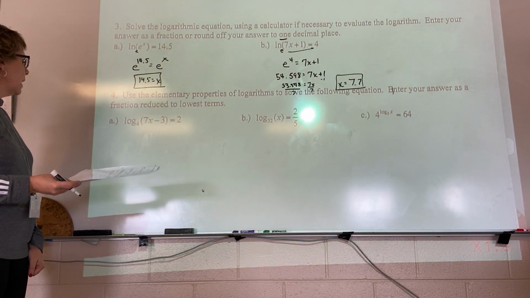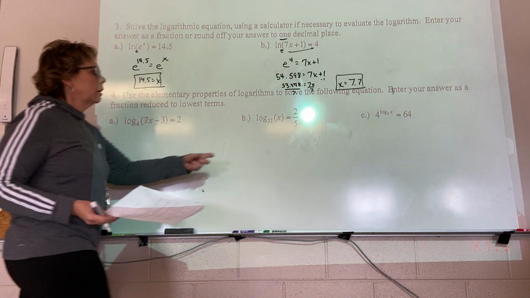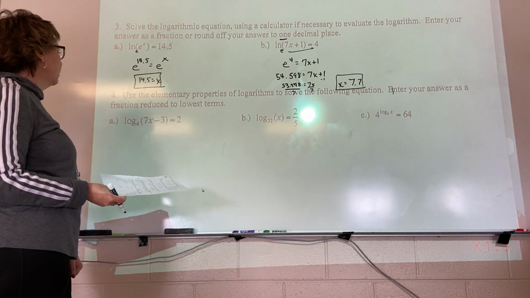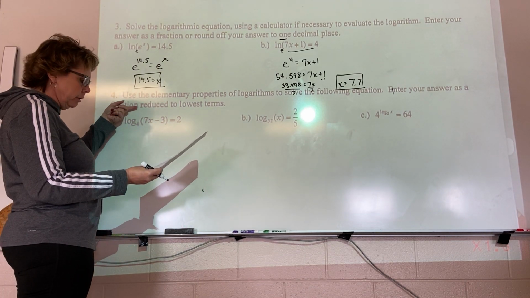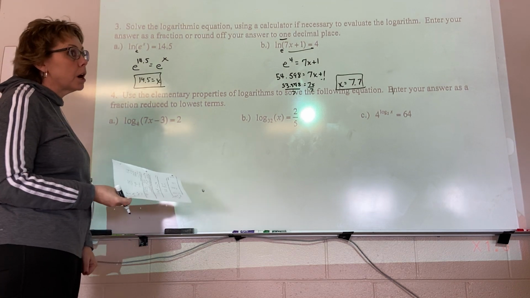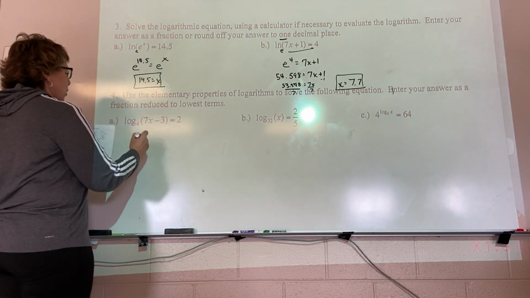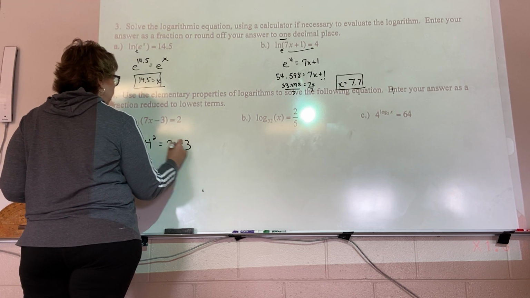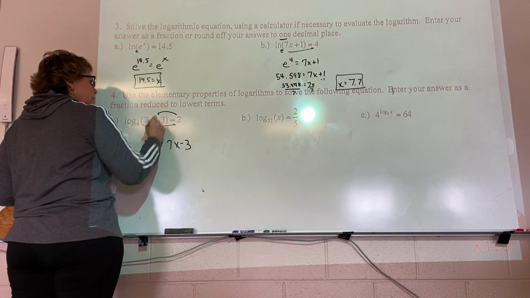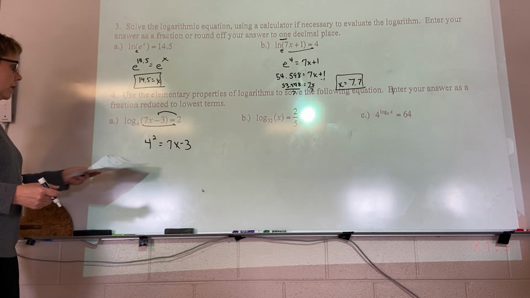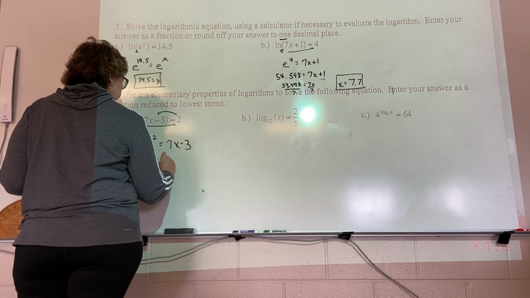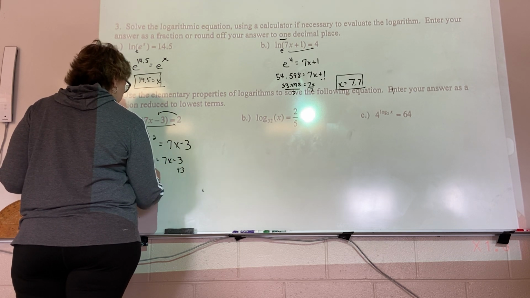All right. And the last part, you are using the properties to solve. So it wants it as a fraction if you have it in lowest terms, not as a decimal. So just rewrite. 4 to the 2nd equals 7x minus 3. How am I doing that? Just counterclockwise. Then just simplify. 4 to the 2nd, 16. So solve it as normal.